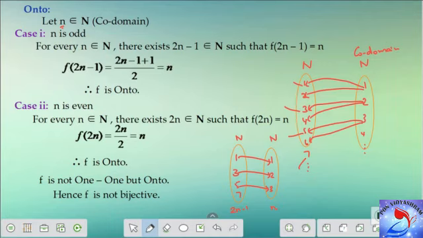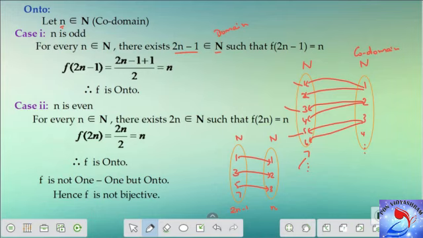So this is the general form of your number system here. That is, n is the general form of the numbers in the second set. Now you can see any element in the first set takes the form 2n minus 1. So that's why you can see 2n minus 1 belongs to N. This N is nothing but your domain.